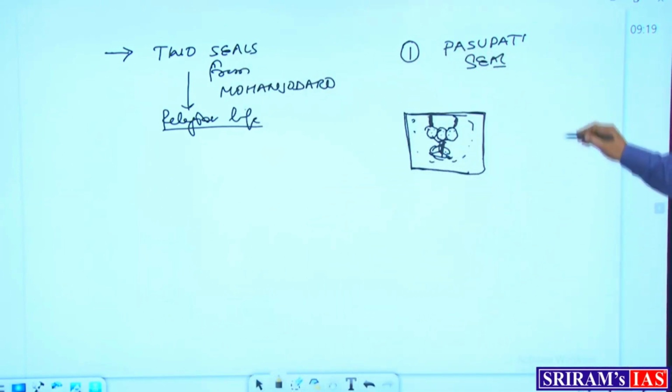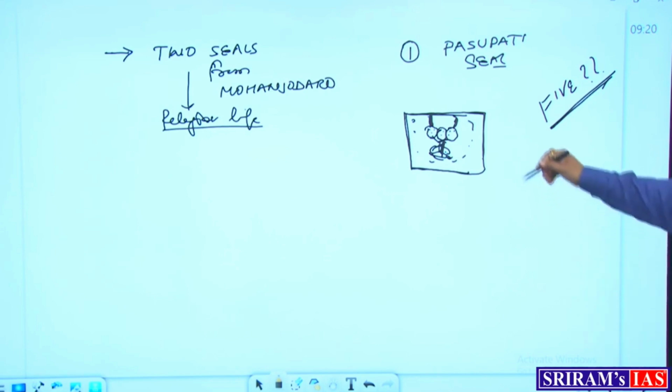There are 5 animals surrounding the yogi. Find which 5. So 5 animals surrounding the yogi. Pashupati, the earliest deity worshipped on earth, is transcendental. So that is the Pashupati seal.